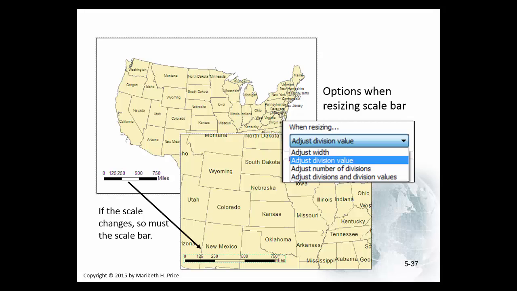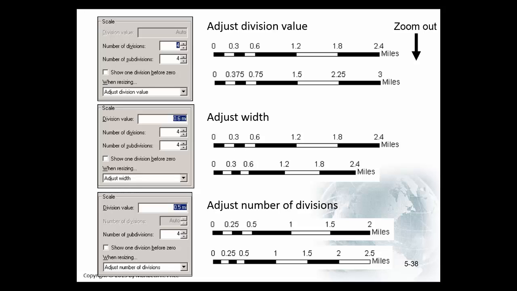You can specify how the scale bar will adjust to changes in the map. The scale bar is dynamically linked to the data frame scale and should always be correct. This slide demonstrates how you can expect the scale bar to change when resized. Either adjust the division values, adjust the width, or adjust the number of divisions. I recommend adjusting the width and keeping your scale bar divisions and subdivisions in value constant, but the length will change.